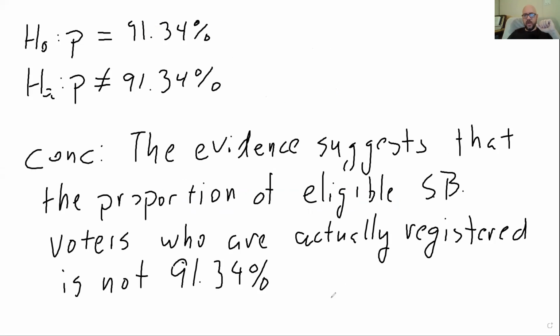So notice that the way I've written this talks about voter registration as opposed to what percentage of eligible voters are actually registered, right? That was what the question was about. So that's what my conclusion should be about. It is in plain English, plain-ish English, that anybody could theoretically understand. And it gets across the idea that I wanted to convey, which is that we think that the proportion of eligible voters who are actually registered here is not 91.34%.